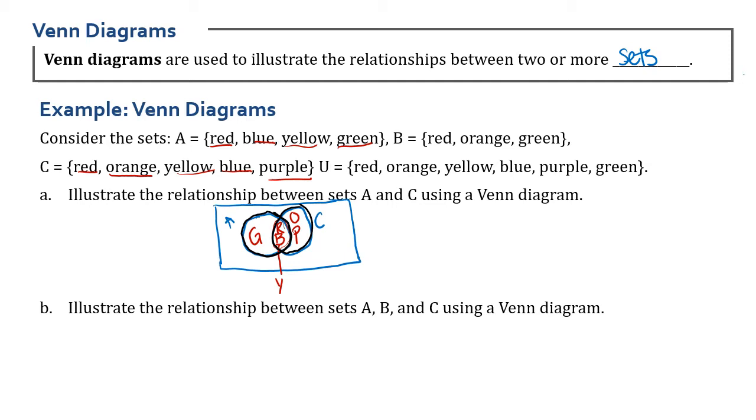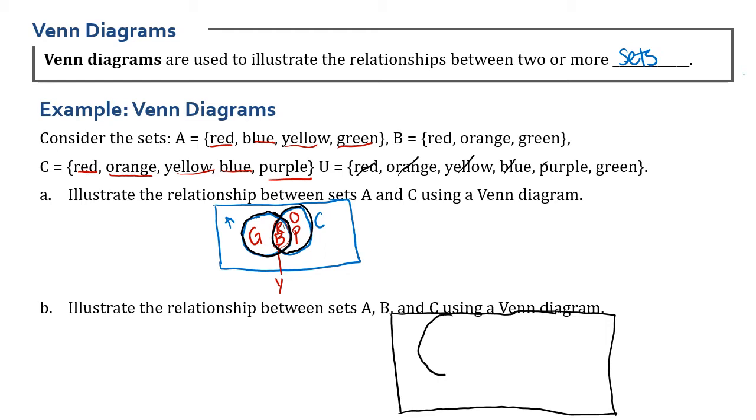Okay, so now if I'm having to illustrate the relationship between sets A, B, and C using a Venn diagram, this is going to be a bigger one. Oh, and you know what? The one thing I'm missing is that this rectangle is the universal set. So we have to also say the elements that are in the universal set that are not in A and C. So let's see if there's any of those that are missing. Red I've taken care of, orange, yellow, blue, purple, green. So actually we're okay.